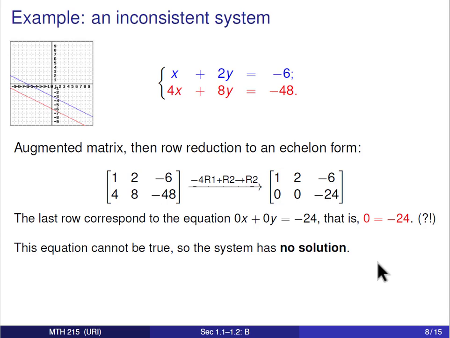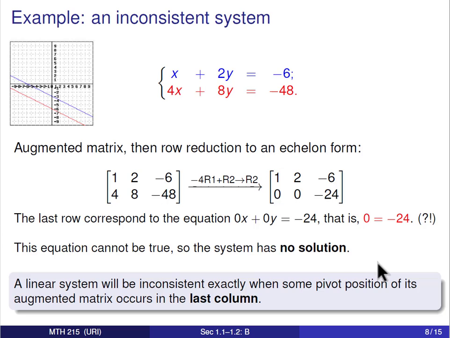The system is inconsistent. And if you remember what we said, when it happens that you won't have a solution, we said that you will not have a solution if there is a pivot position in the last column of your augmented matrix. So to say that in the same ideas but with different vocabulary, we'll say that a linear system will be inconsistent exactly when some pivot position of the augmented matrix occurs in the last column. So this is the scenario you'll run into when you have an inconsistent system.